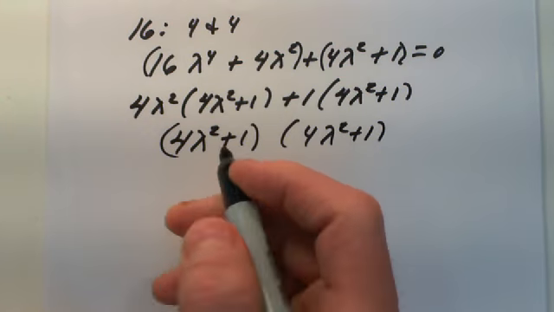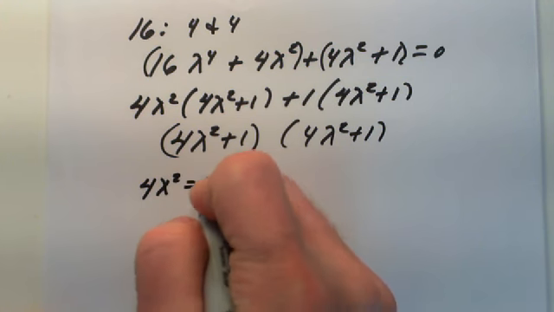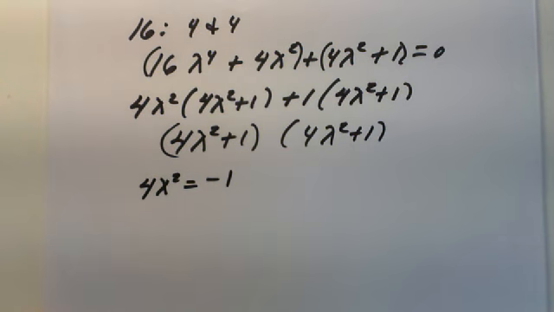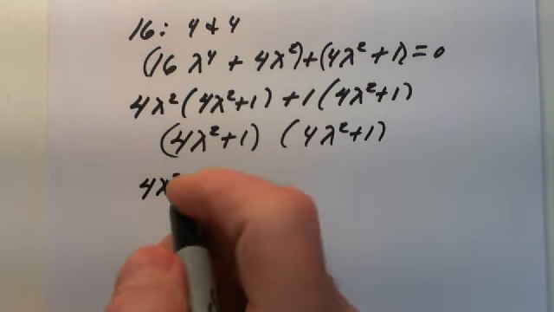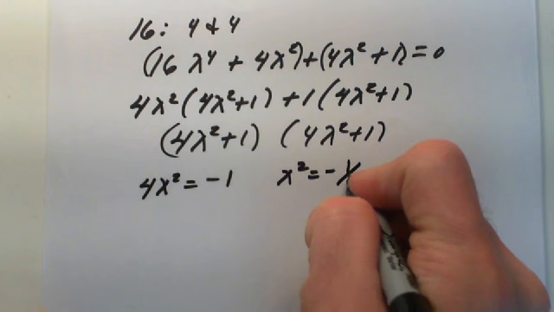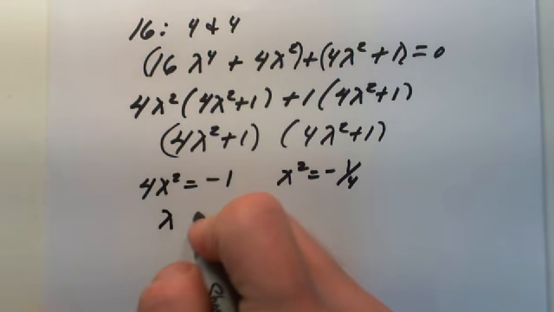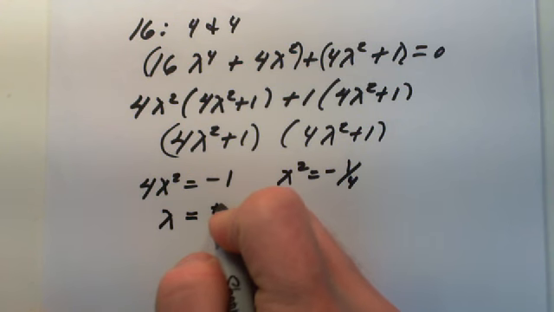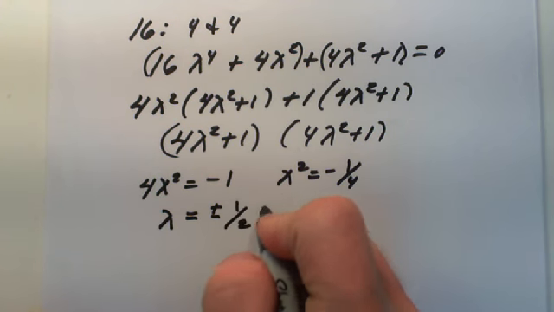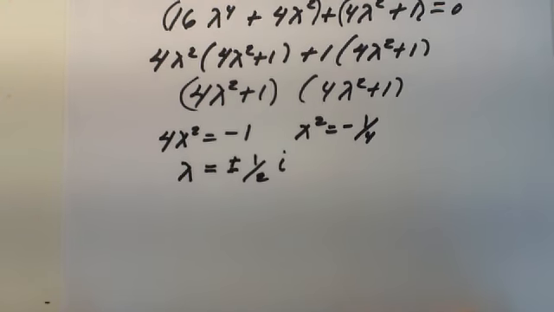Okay, we'll go ahead and solve one of these. 4 lambda squared, we'll move the 1 to the other side, going to give me negative 1, and you can see right now we end up with a complex solution. We divide by 4, lambda squared is equal to negative 1/4. We take the square root of that, and we're going to get lambda is equal to plus or minus 1/2 i. Immediately, we know we're going to go back to the cosine and sine.